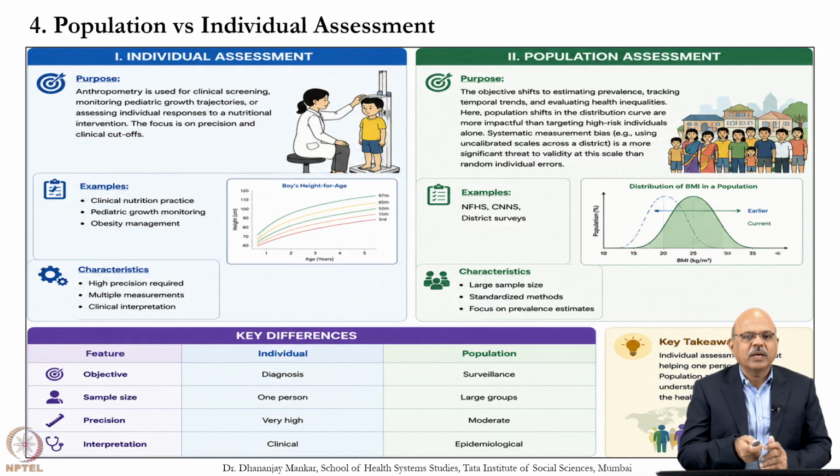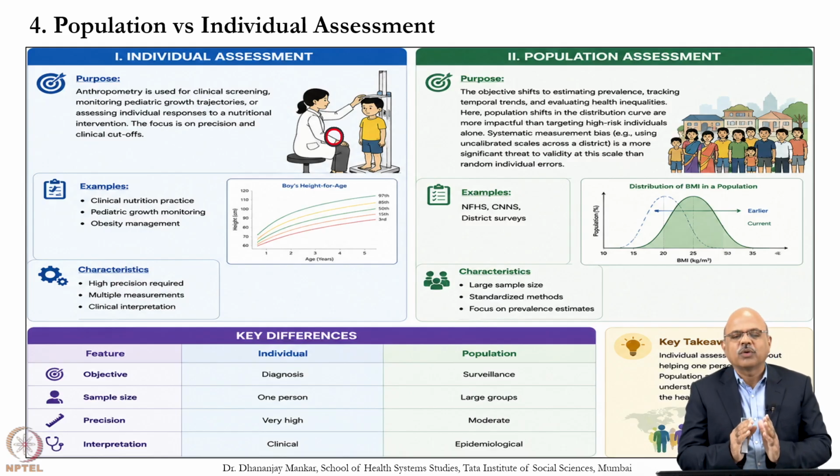Here in the picture you can see how the height is measured, the weight is measured, and even the MUAC. The examples are clinical nutrition practice, pediatric growth monitoring, and obesity management. You may find such a setup of charts when you visit a pediatric clinic, where the characteristics are highlighted and very high precision is required to give the exact result. Multiple measurements need to be done for comparison, and clinical interpretation is to be done by specialist doctors. Now on the other side we will find population assessment.